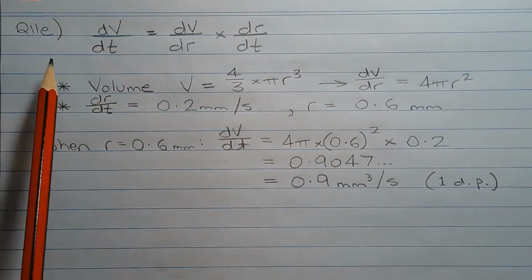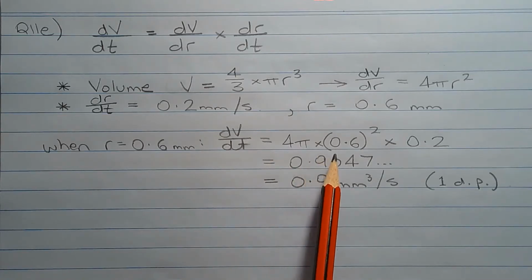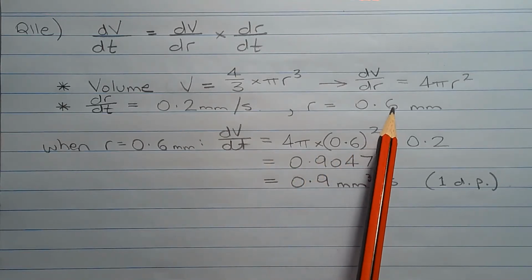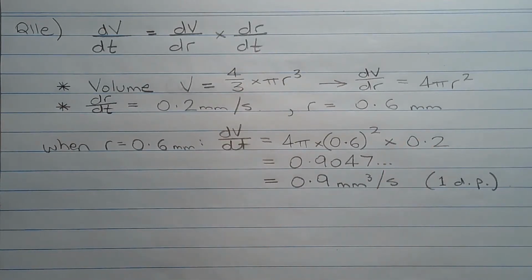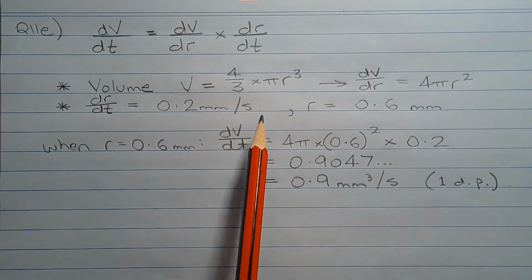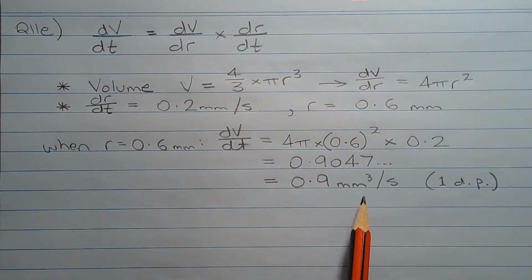So using the chain rule, dV/dt is equal to 4π multiplied by 0.6 squared, so substituting 0.6 for r, multiplied by dr/dt, which is 0.2, and evaluating the right hand side, we get 0.9047 and so on, and rounding this to 1 decimal place, that equals 0.9 cubic millimeters per second.